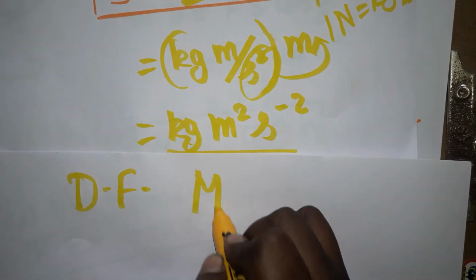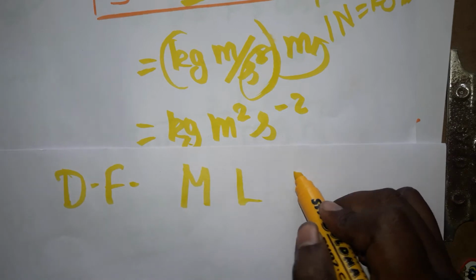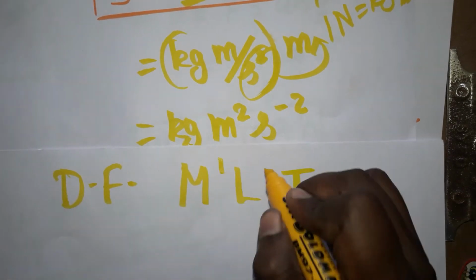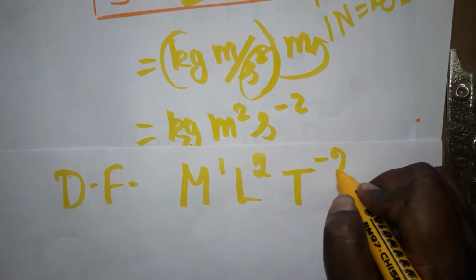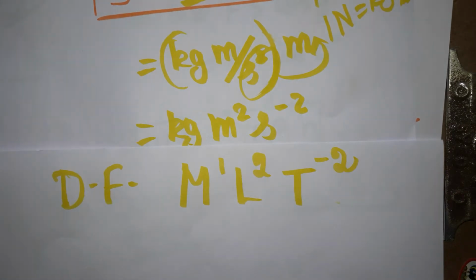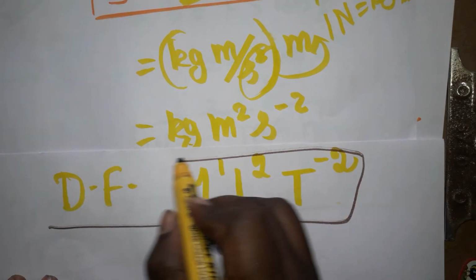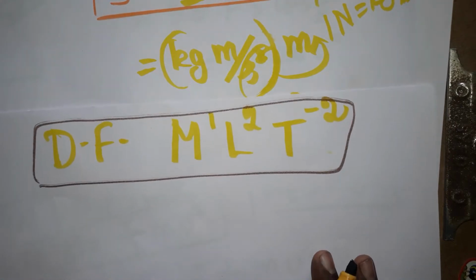Mass we have to take as M, length as L, time as T. So its power of 1, it is squared, it is T power minus 2. It is the dimensional formula for energy, work done, potential energy or kinetic energy, whatever it is, we can take it. This is the dimensional formula.